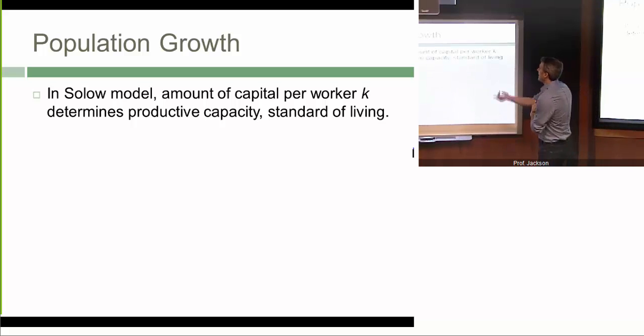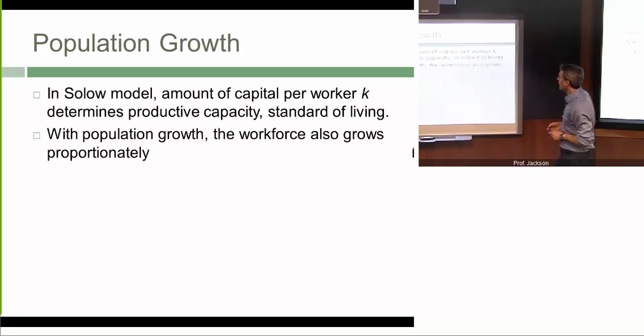And so the idea here is, in this basic Solow model framework, the amount of capital per worker is the thing that's determining the productive capacity, right? The little k, capital per worker. So that's really determining our productive capacity, and given this production function, it's determining our standard of living in terms of output per worker. And so if we have population growth, then the idea is that the workforce, the amount of people in the labor force, is actually going to be growing proportionally with the population growth.